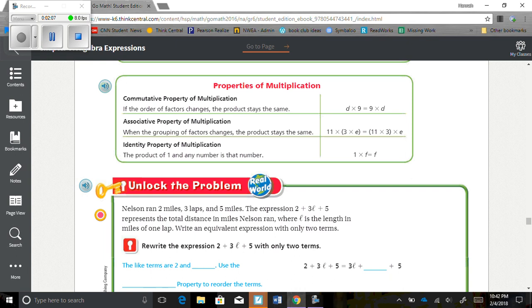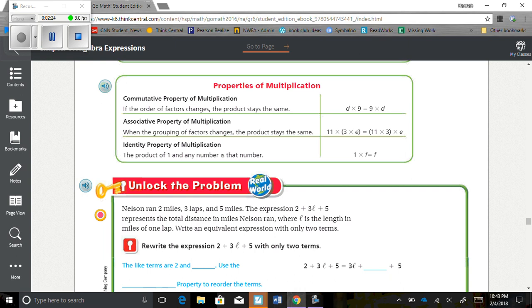Properties of multiplication. Commutative property of multiplication. So that one is saying if the order of the factors change, the product stays the same. d times 9 equals 9 times d. So 1 times 9 is the same thing as 9 times 1.